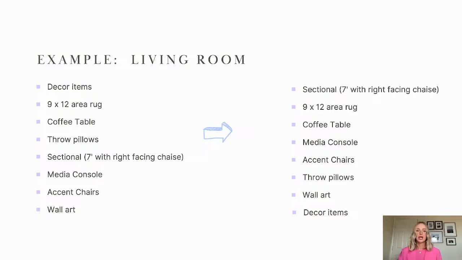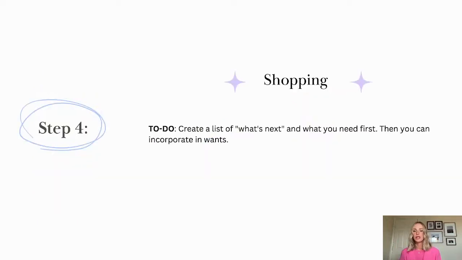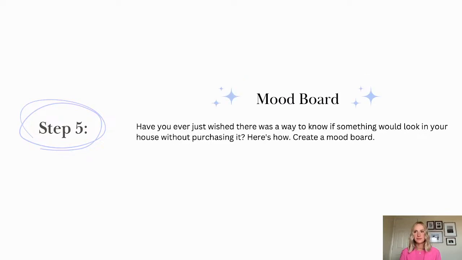This will create your what's next list. So you can know exactly what you're shopping for next. You can get familiar with the budget that you have for each of those items. And that way you're not doing it out of order or spending too much money on things that, when you really sit down and get honest with yourself, are not as important to you as some of the other items. So that's my advice to you when it comes to shopping.